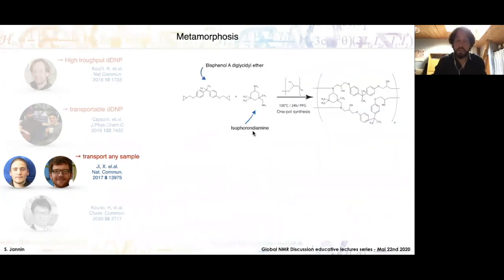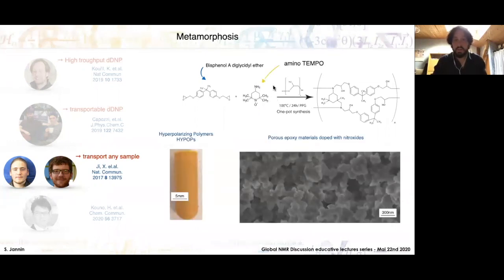And the way we do that is by synthesizing epoxy matrices that are porous and that contain the free radical. So you make an epoxy with the nitroxide radical inside, and you can get pretty big monoliths that have a very high porosity. It's about 70% porosity. You can tune the porosity. So you have a material that is porous, that can be impregnated with a solution, and that has a lot of radicals in the walls. So not in direct contact with the solution, but still it can be polarized.